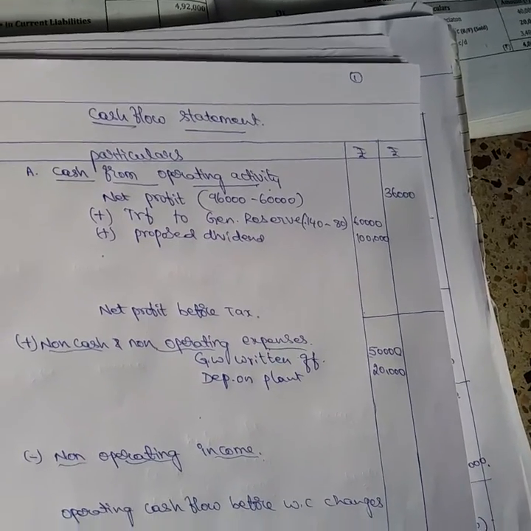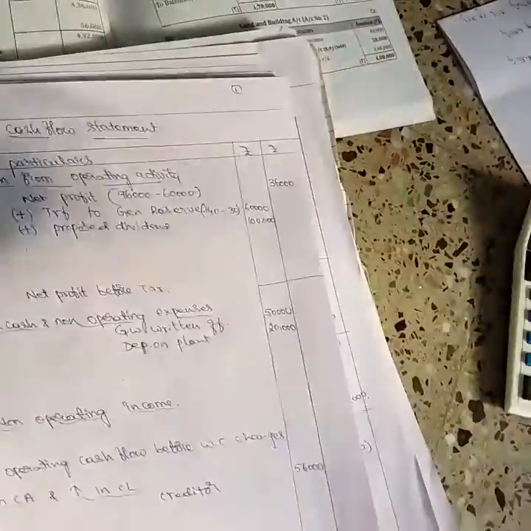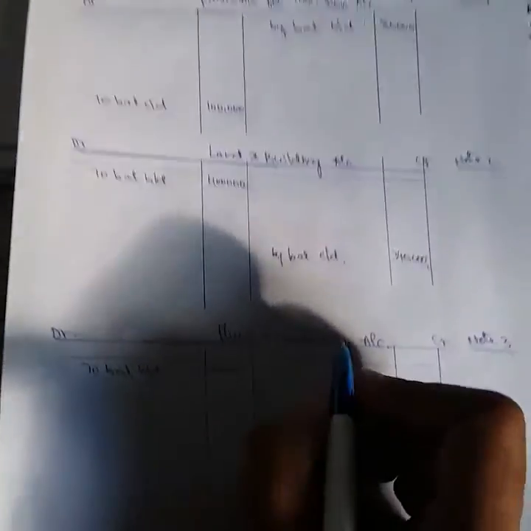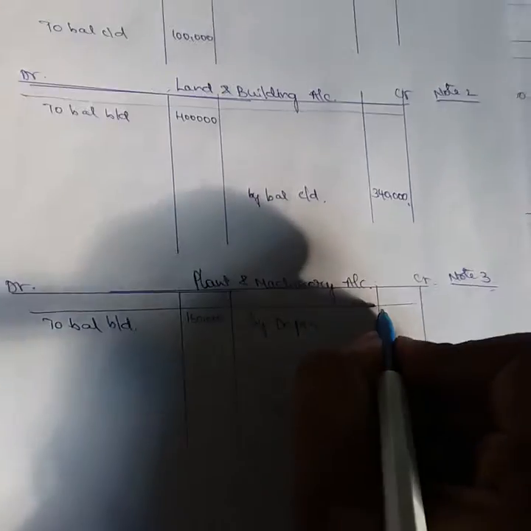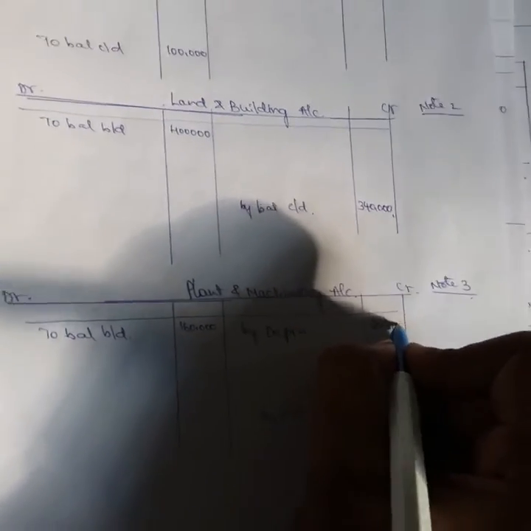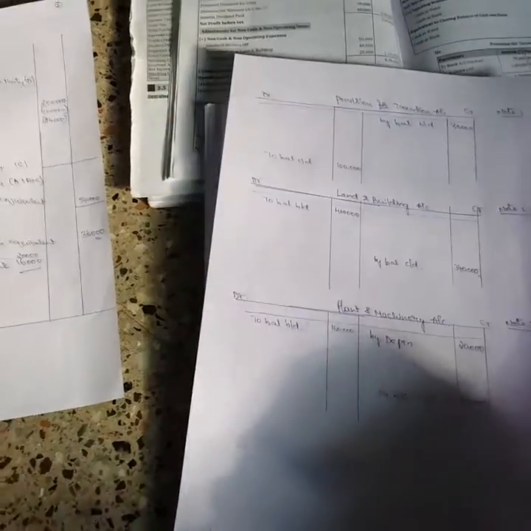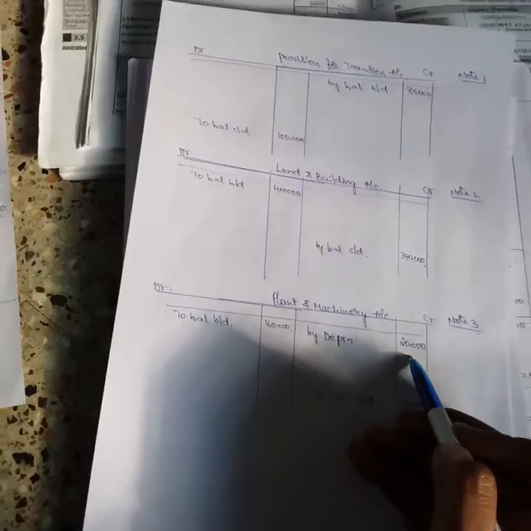Number 2, depreciation journal entry: depreciation account debit, plant and machinery credit. On the plant and machinery credit side, by depreciation amount 20,000. Debit and credit aspect is finished. Depreciation should be shown on the credit side of the plant and machinery account.